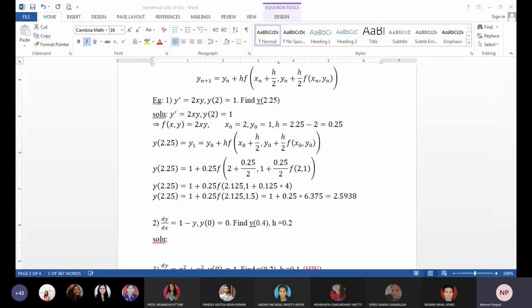Okay, so we'll go to the next sum. What does the next sum tell us? dy by dx is 1 minus y. y of 0 is y0. What we have to find? y of 0.4, given the value of h is 0.2. Okay, y of 0.4 is what we are supposed to find, and the value of h is 0.2.